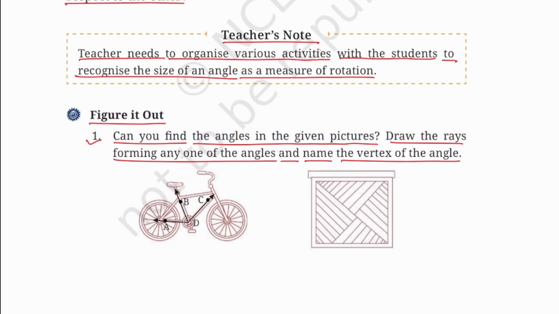You can see two pictures are given here. In the first picture, you can see points A, B, C and D. So the angles could be angle ADB, that is this one, and angle BDC, that is this one. And another angle is there, that is angle ADC, that is the bigger one.